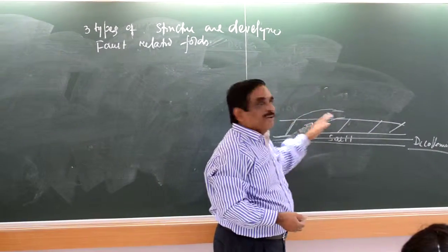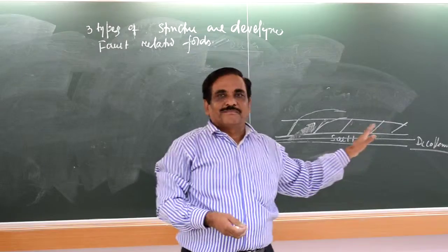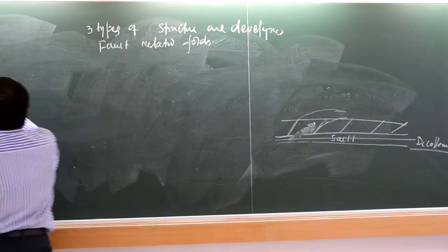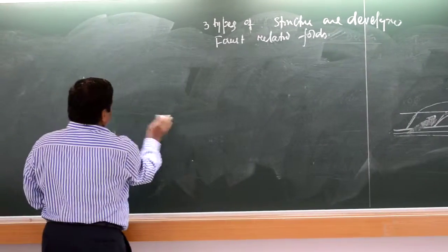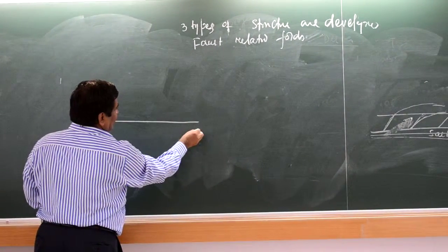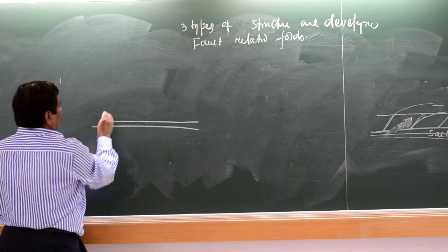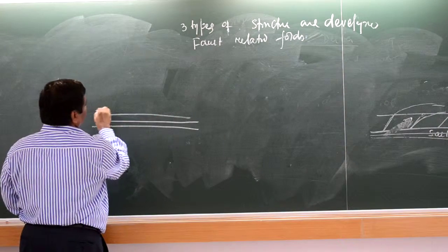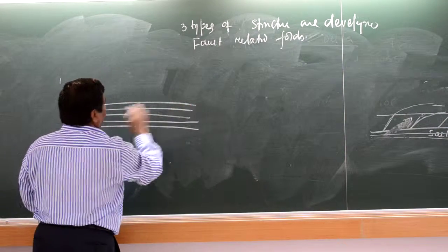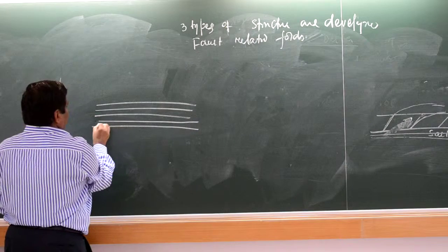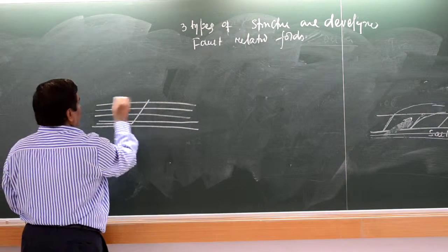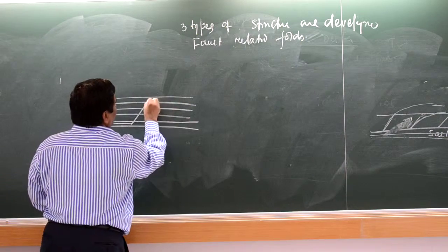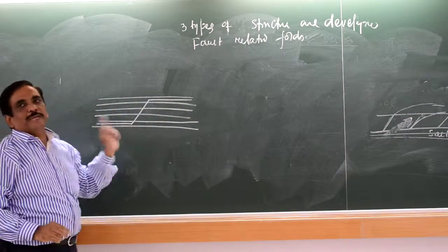And this thrust will develop because of compression. Now, first situation is something like this. This is a salt bed, and these are different rock units. And the thrust develops here. It rises up, and then another salt bed, like this. This is one type of situation.